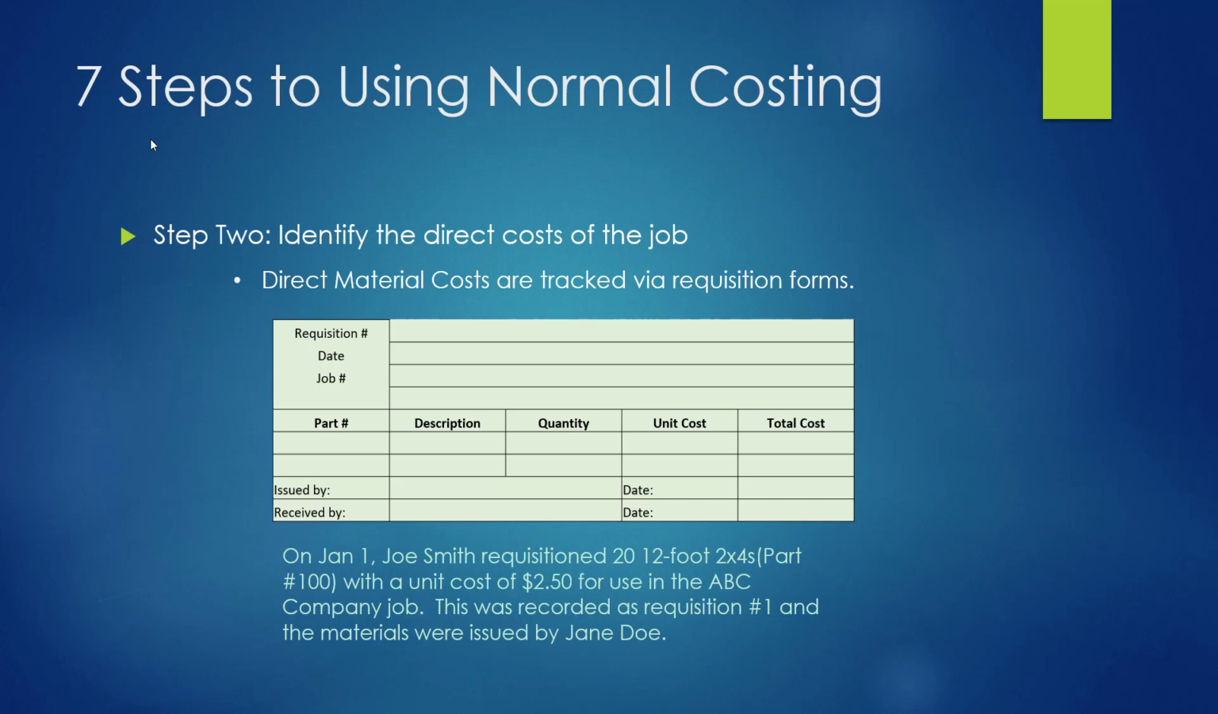So here we're going to start job ABC002 by having one of our employees, Joe Smith, on January 1st requisition 20 12-foot 2x4s. Each part has some kind of shorthand label for it. This is part number 100, and these 2x4s originally cost $2.50 apiece. These are going to get used for the ABC company job, so we're going to assign these costs to job ABC002. This is going to be recorded as requisition number 1 during the period, and these materials are going to be issued by Jane Doe.